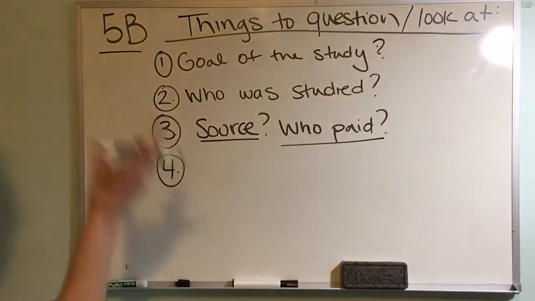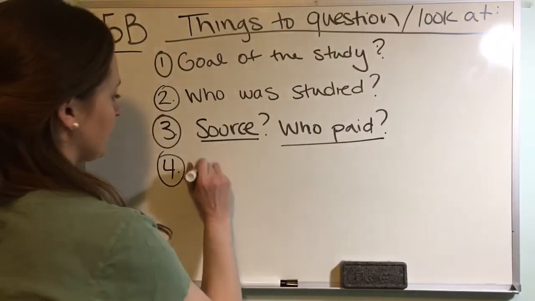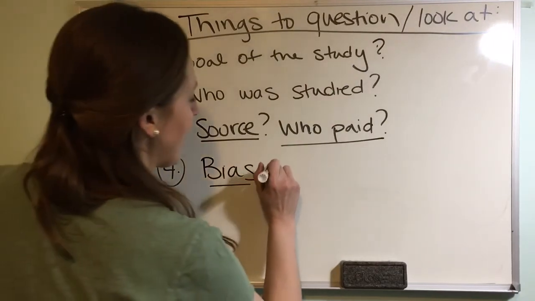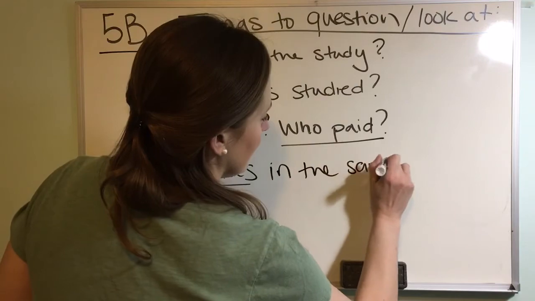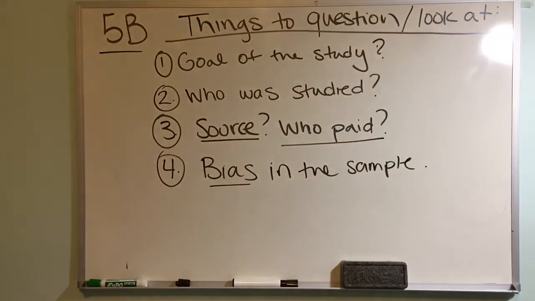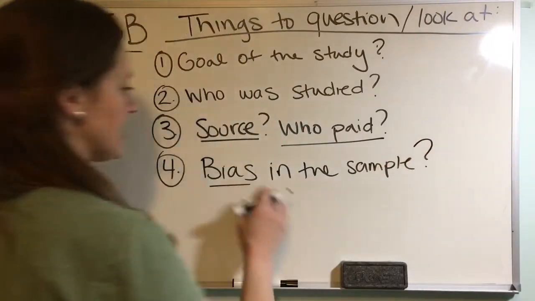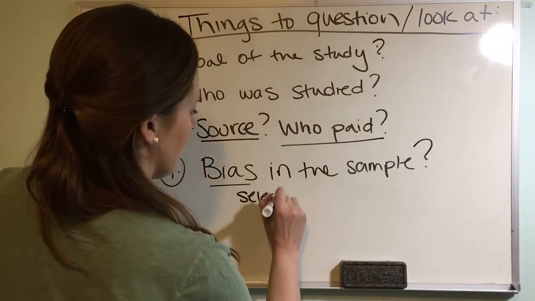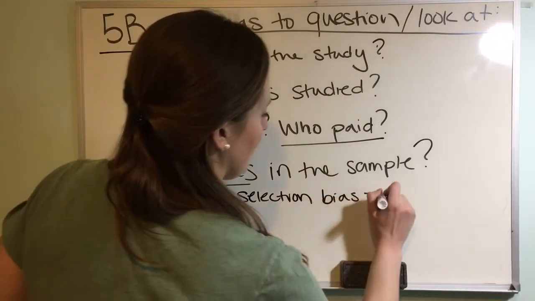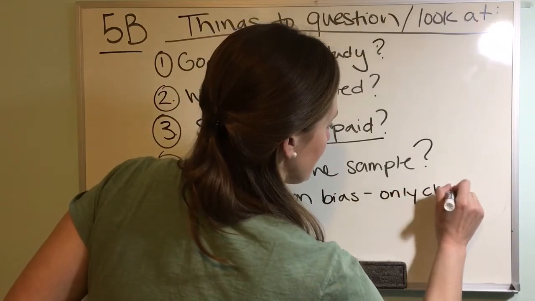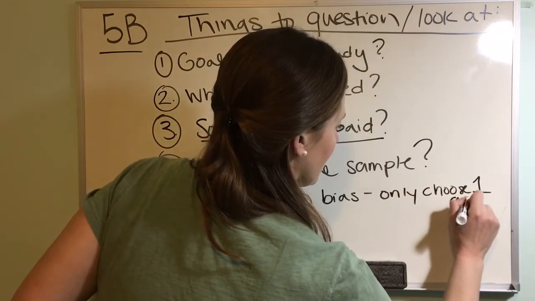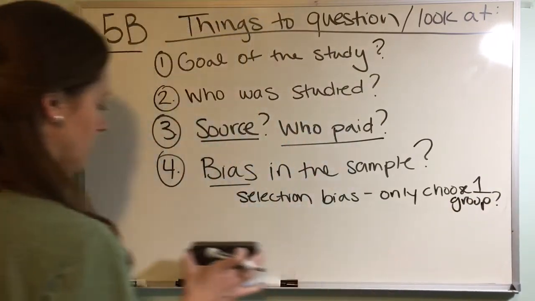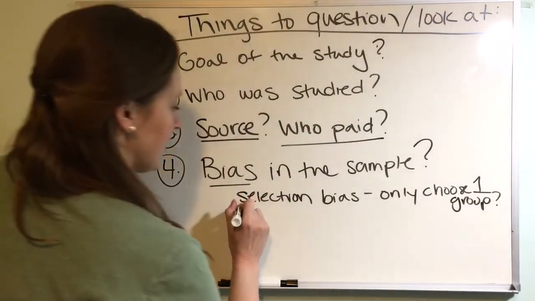Number 4 kind of goes along with number 2. Is there any bias in the sample? Is there bias in the sample? What I mean by that is, did they only pick one group of people? We would call that selection bias. Did they only choose one group? Did they only pick the athletes? That would be selection bias.